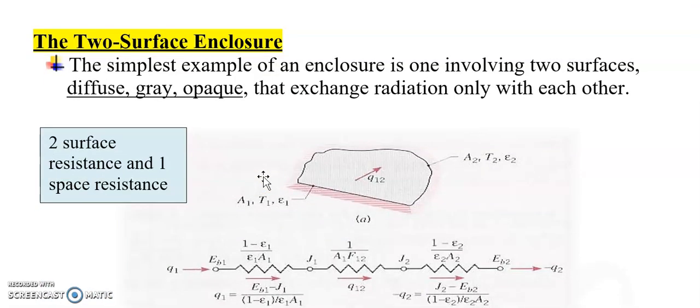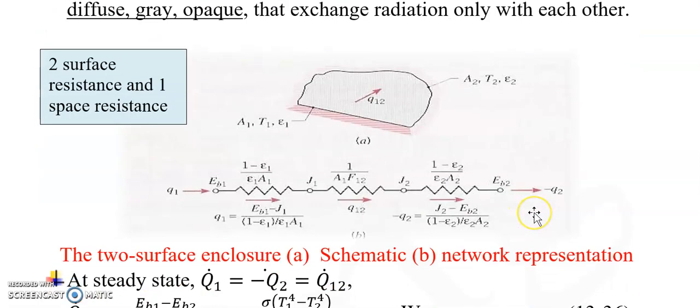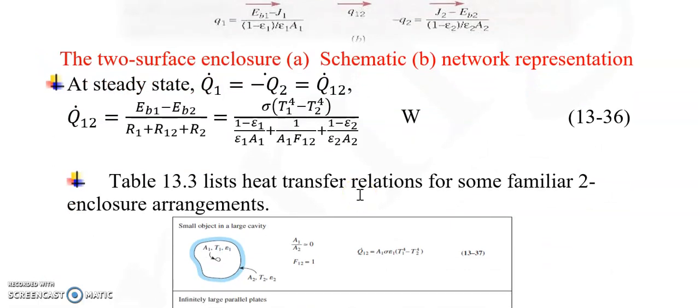Next, the two surface enclosure. The simplest example of an enclosure is one involving two surfaces. Again, we assume diffuse, gray, opaque, which will allow us to use Kirchhoff's law. So two surface resistances and one space resistance must be considered here. So two surfaces, so we have the surface resistance associated with the first surface, and then we have the surface resistance associated with the second surface, and there's a space resistance between them. So at steady state, we have 1336. All the total resistance, this is in terms of the equivalent thermal resistance network, as you did in chapter 3 of your ebook.